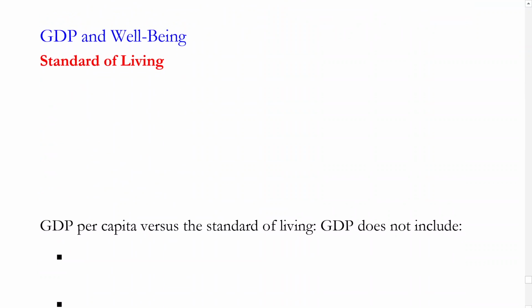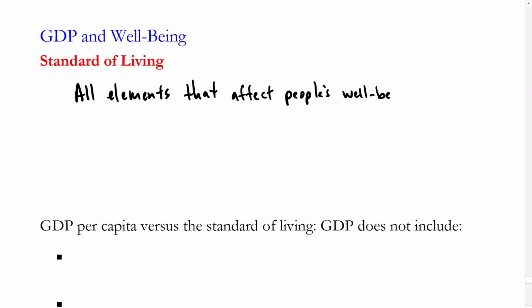Which brings us to the last part of this chapter, GDP and well-being, and generally the standard of living, which we define as all elements that affect people's happiness and well-being, whether they are bought and sold on the market or not.